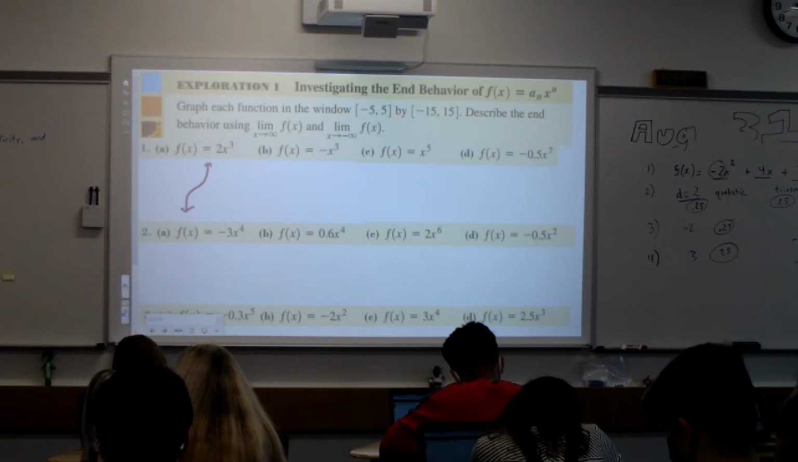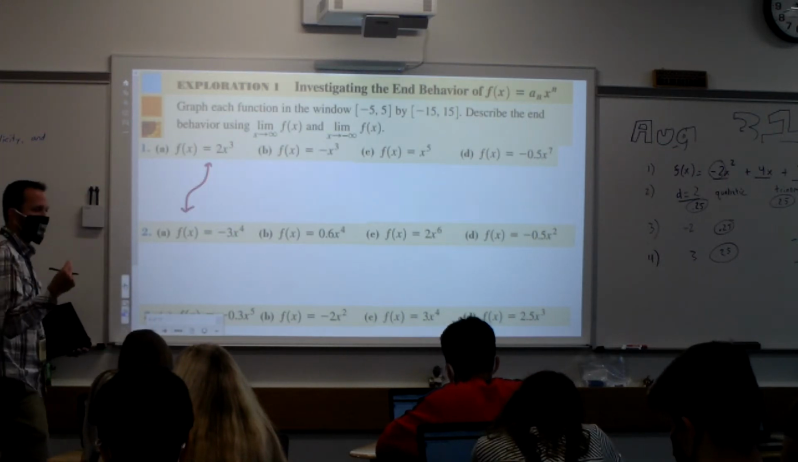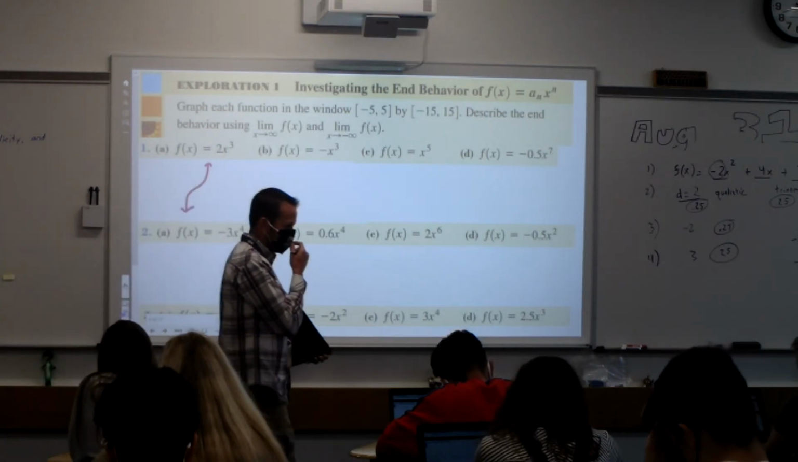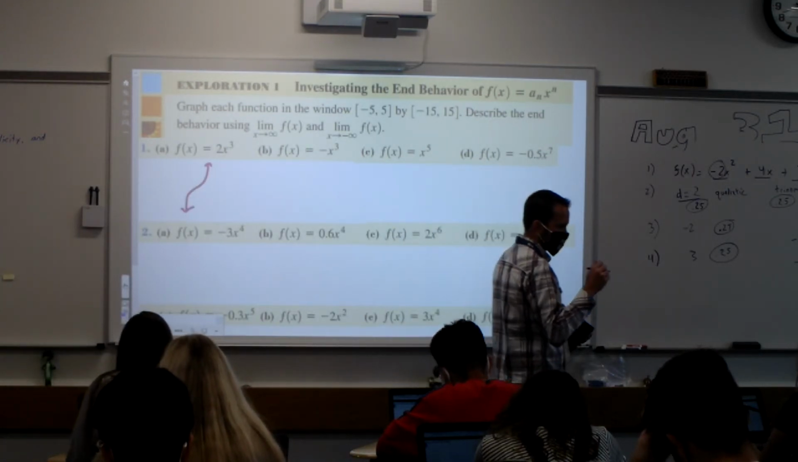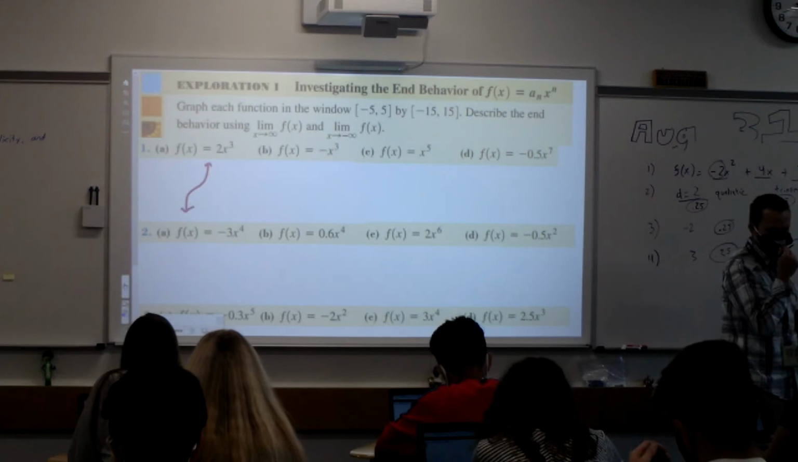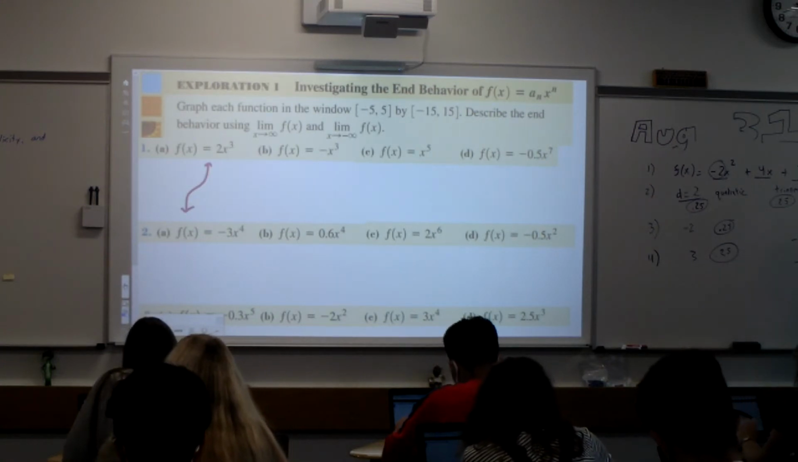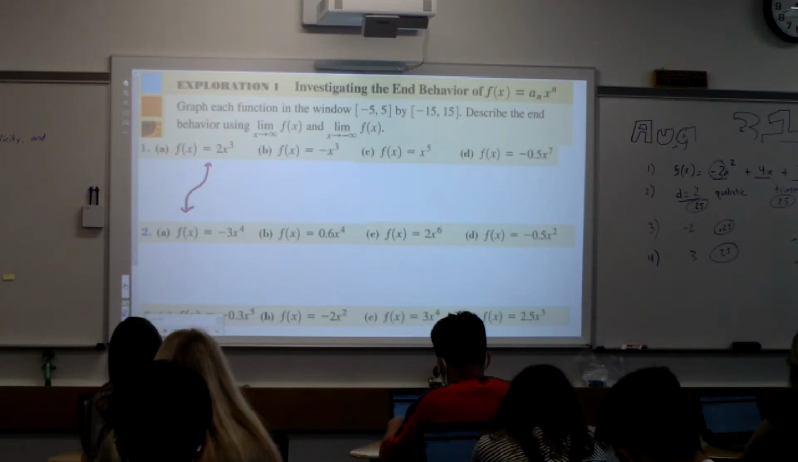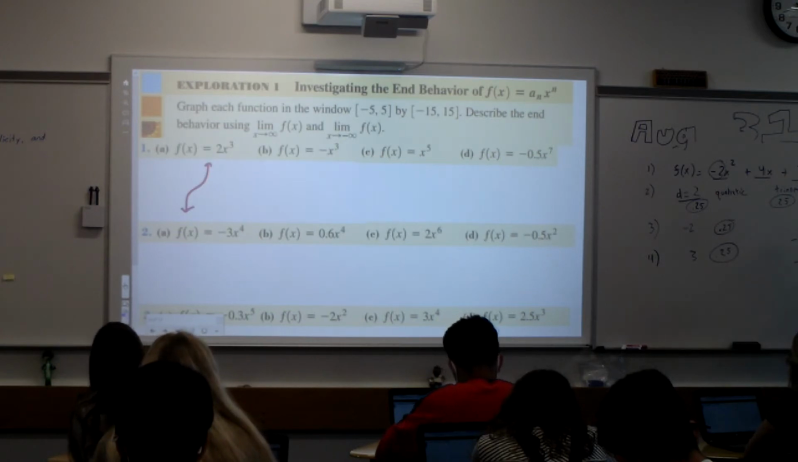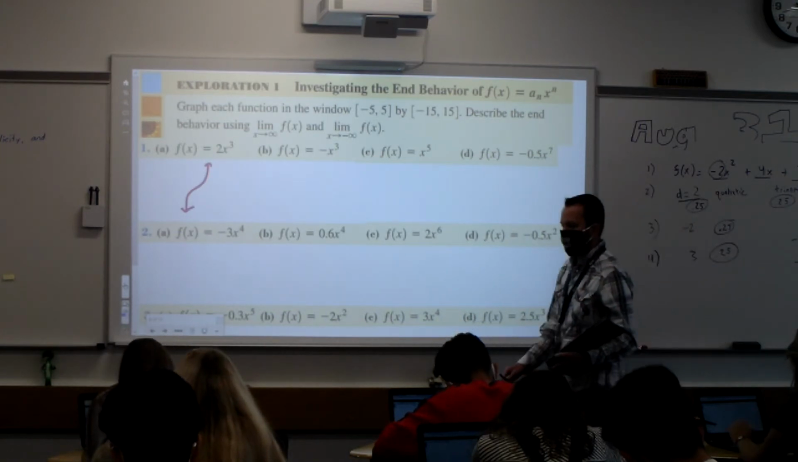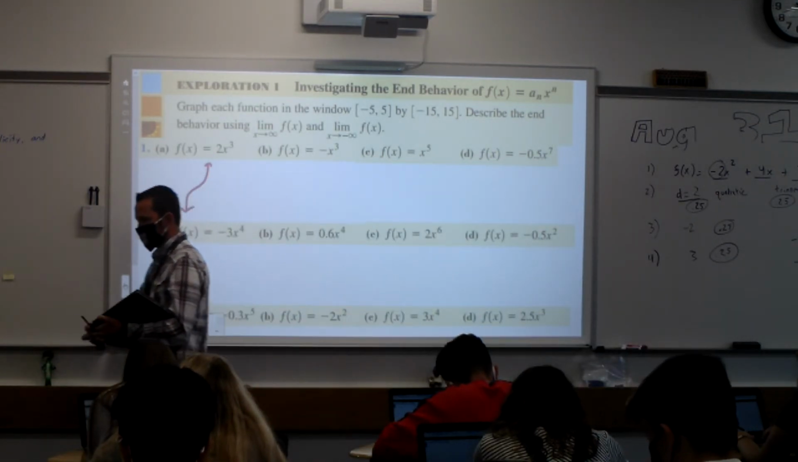Then you're going to go to negative x cubed. And I want you to just do quick graphs. Make them quick. Don't worry about the axes. Don't worry about scales or key points. Just give me a general shape of what it looks like. We're going to do that for 12 of them. So go ahead and do that and check your work with your neighbor.